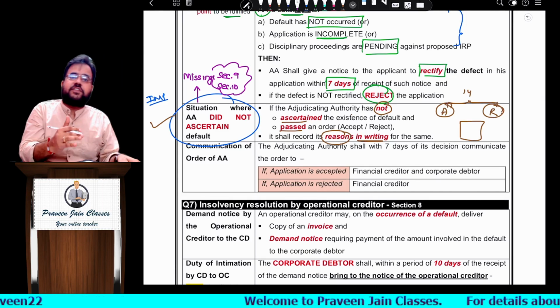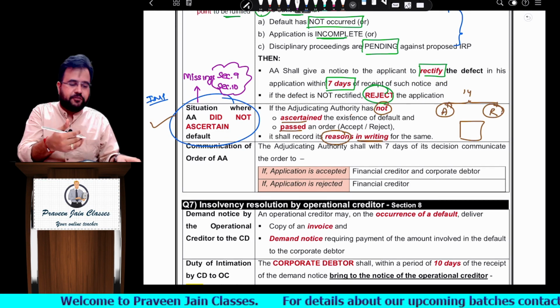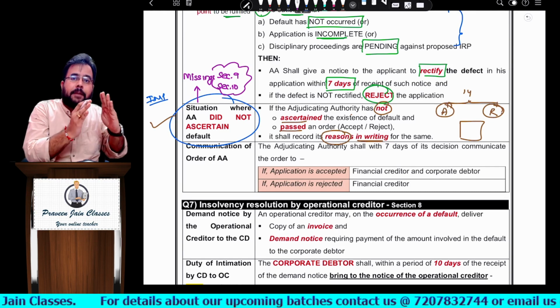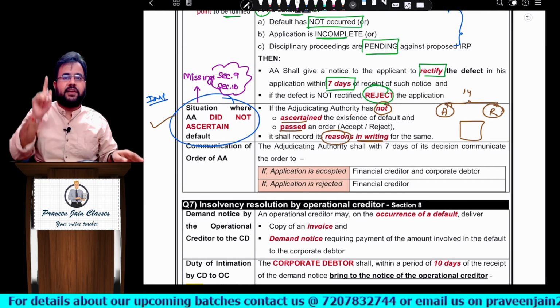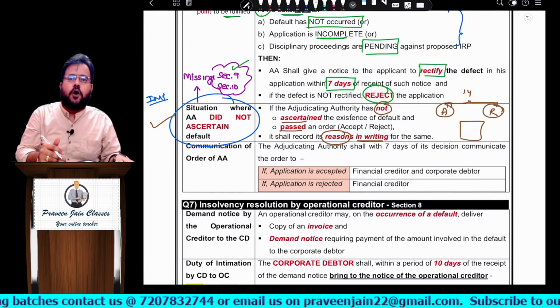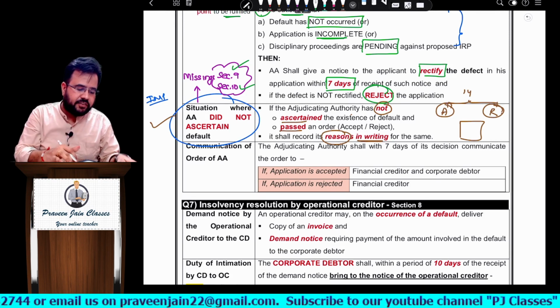What would be the consequence of that? That I will discuss when I explain you section 9 and 10, sir. So this type of amendment, this insertion has happened only for section 7 wala application, but not for 9 and 10 wala application. What is 9? I already told you, sir. Operational creditor is filing an application. In 10, the corporate debtor itself is filing an application.